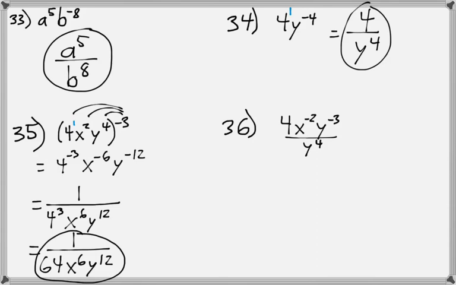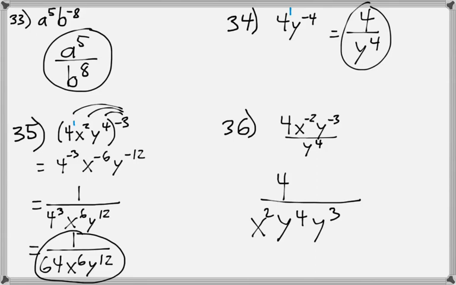With 36, I want to look to see if anyone is happy where they're at. Well, the 4 is happy where it's at, and the y to the fourth is happy where it's at. It's the x to the negative 2 and the y to the negative 3, because they're negative, they need to be moved to the denominator to be made positive. So if I move the x squared down, I'm going to put it out in front. The y cubed, or y to the negative 3, I'm going to move down here and make it positive.